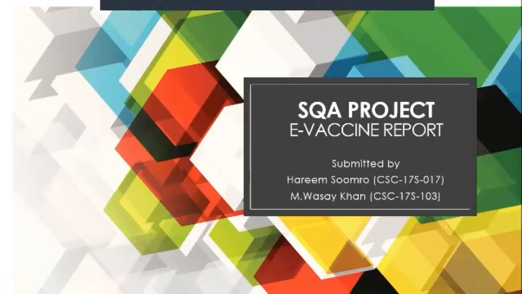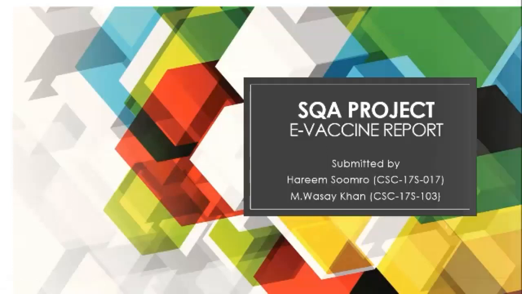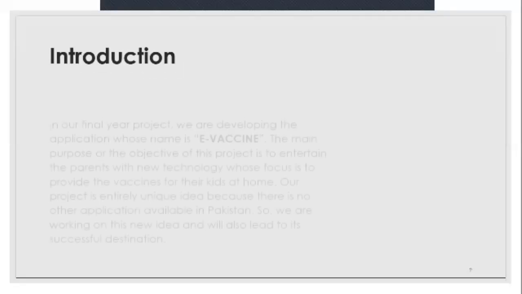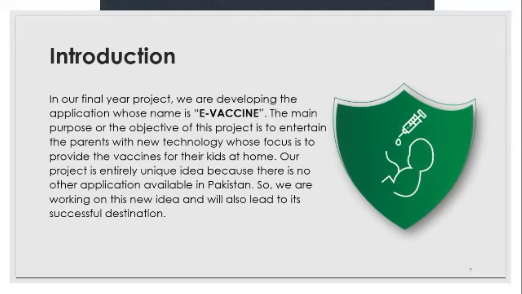So today's topic is all about SQA and how we have implemented SQA in our final year project. So let's get started. First of all, we should know what SQA is. SQA is a process that assures all the software engineering processes, methods, and activities.